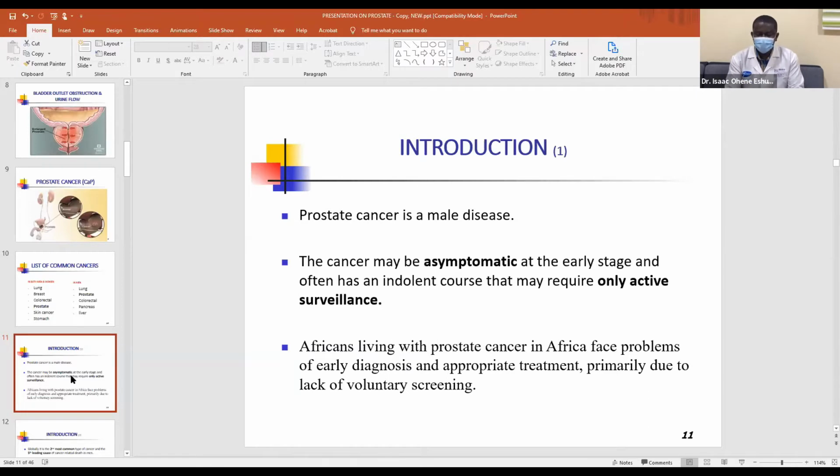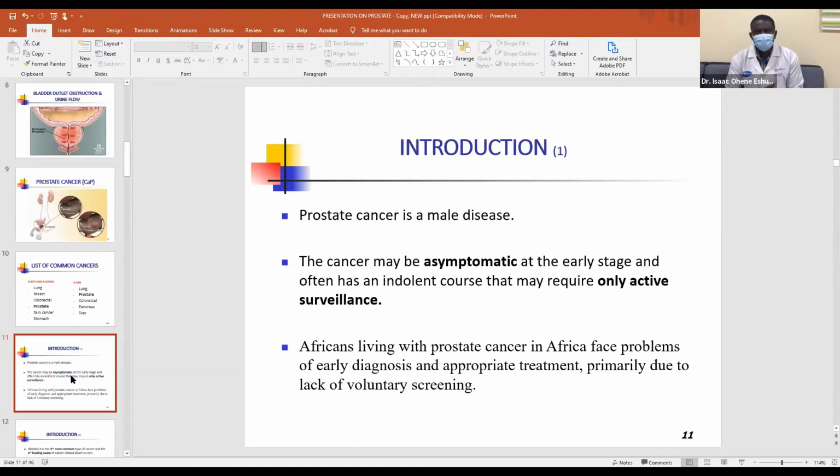So let's go straight into the introduction. We are saying prostate cancer is a male disease, mainly because females do not have prostates. Now the cancer initially may not show any symptom. So when we say asymptomatic, what it means is that the patient may not feel anything. It is very dangerous at that stage because if you would have experienced something, then it would alert you to come to the hospital. But most often at the early stages, you wouldn't feel anything.